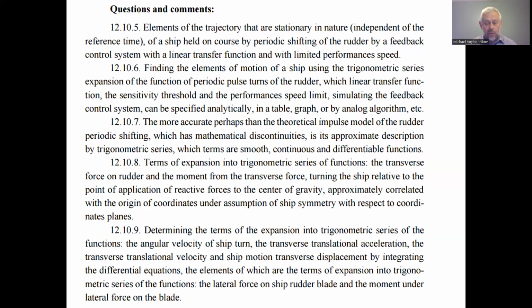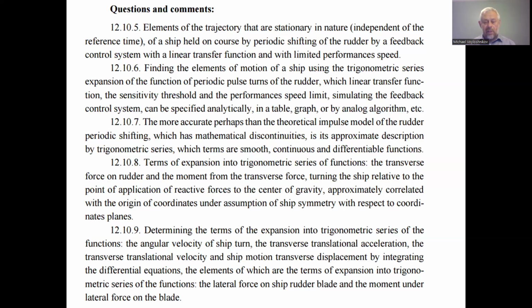12.10.8 Terms of expansion into a trigonometric series of functions. The transverse force on the rudder and the moment from the transverse force turn the ship relative to the point of application of relative forces at the center of gravity, approximately correlated with the origin of the coordinates, under the assumption of ship symmetry with respect to coordinate planes.